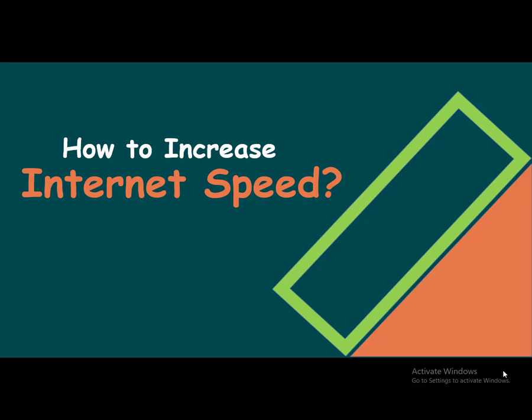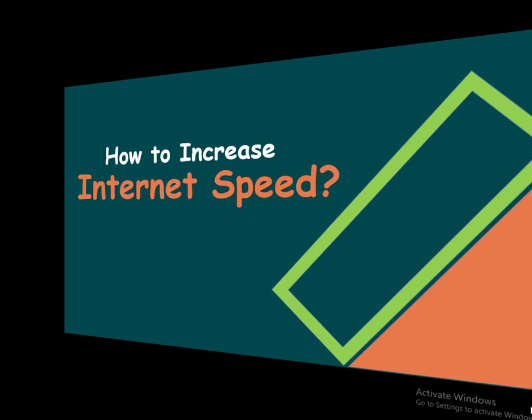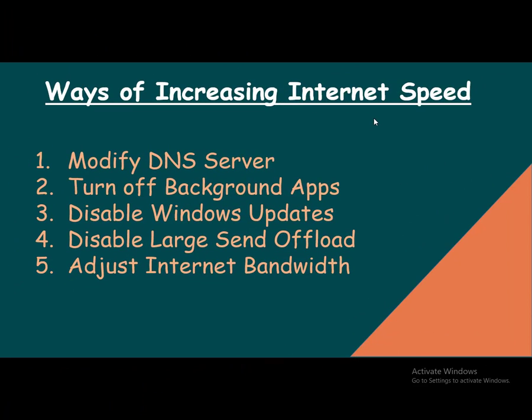To start with, there are 5 ways that I use to increase internet speed. The first one is modify DNS server. The second one is turn off background apps. The third one, disable Windows updates. The fourth one, disable alerts and offload. And the last one, adjust internet bandwidth. Okay, so let me demonstrate one by one.